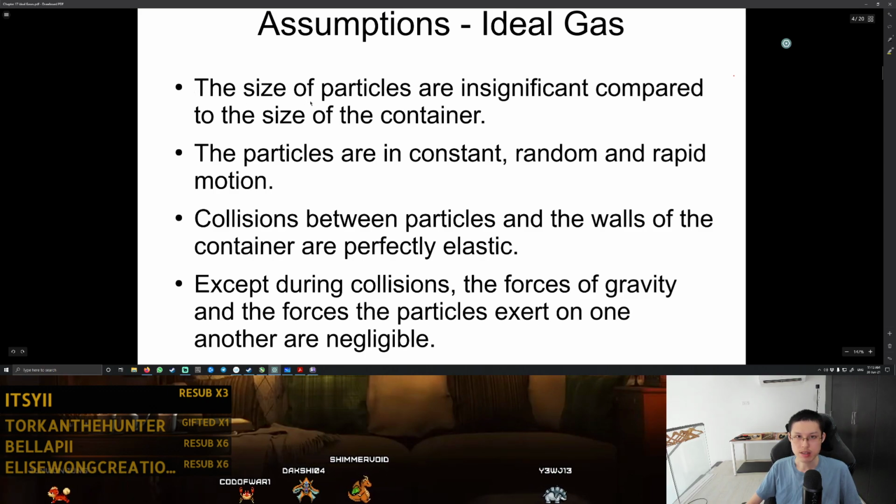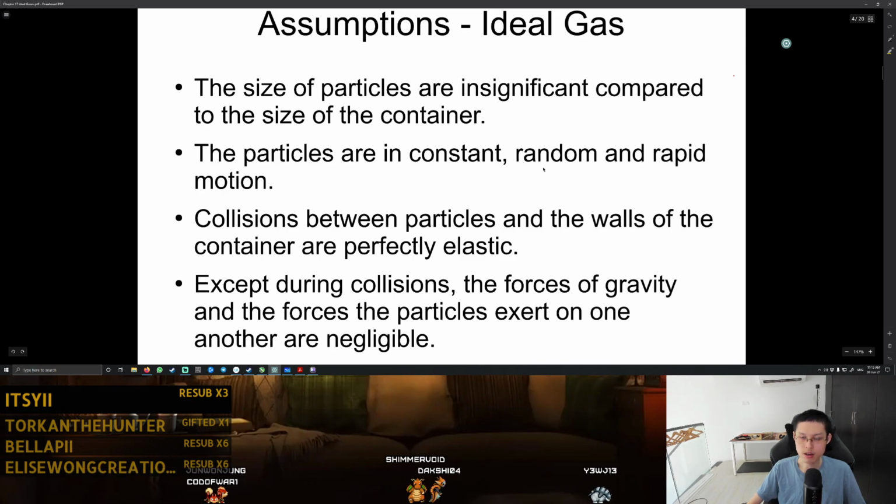So the first one is the size of the particles is insignificant compared to the size of the container. Second one is the particles are in constant, random, and rapid motion. Right, they're moving with some constant speed and random direction. The collisions between the particles and the walls of the container are perfectly elastic, so no energy is lost when they collide. And except during collisions, the forces of gravity and the forces the particles exert on one another are negligible.